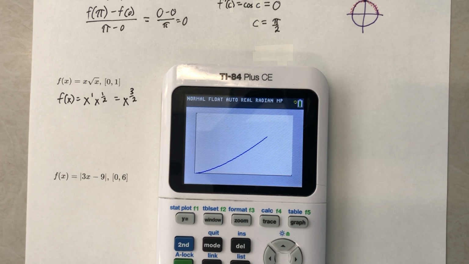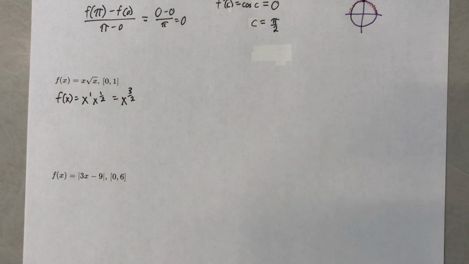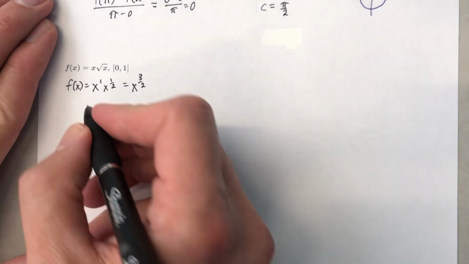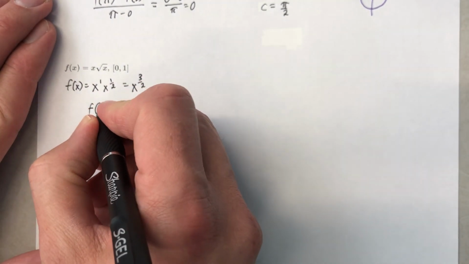And look at that smooth curve right there. We don't have any jagged edges, so we're fine. We're good. All right, so we have continuity, we have differentiability. It's differentiable because I said so. So let's find the average rate of change.